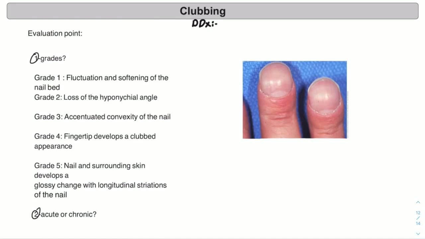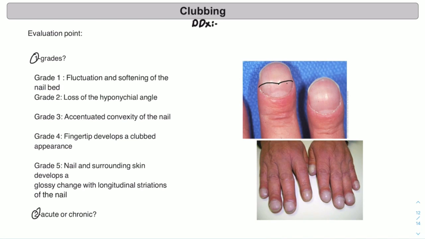Let me show you a couple of pictures. Here you can see clubbing of the fingers. You can see how it's changed. I'm going to show you another picture. This is grade 4 or 5, mostly 4 or 5. This one is 2 or 3. Okay, you can see how they start to develop the round shape. Besides the normal, we can say this one, they develop this shape.